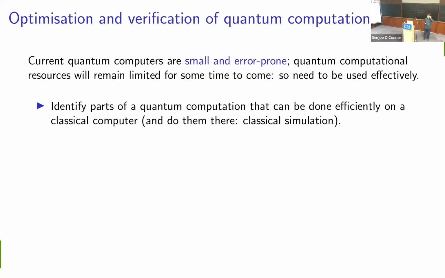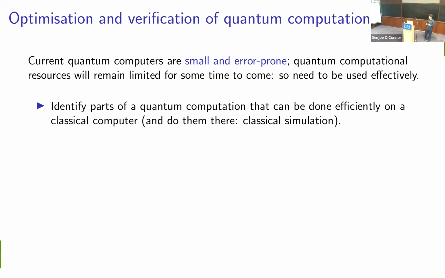The error rates are still very high, and so we can't actually use this active error correction process that I've explained to you on the previous slide. So instead, we need to either tolerate the errors, or we need to use other what's called error mitigation techniques to try and avoid the errors that we have. So that makes it particularly important that our computations are as short and as simple as possible while achieving the thing that we want to compute. But even in the longer run, we expect that quantum computers are going to remain limited for some time. And so we want to make sure that we use them effectively.